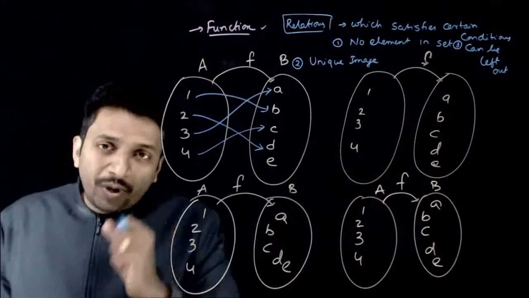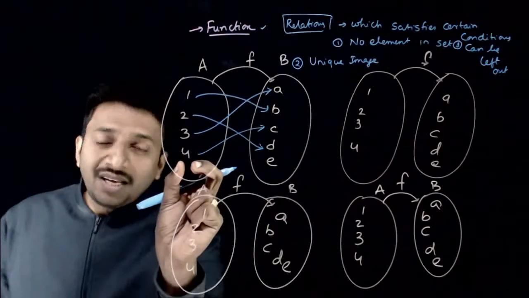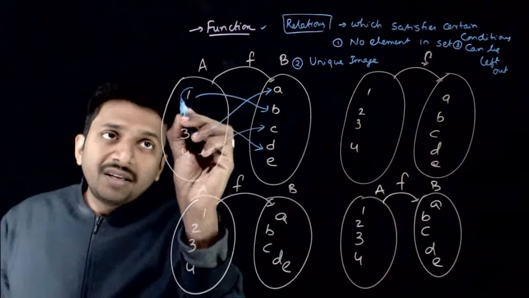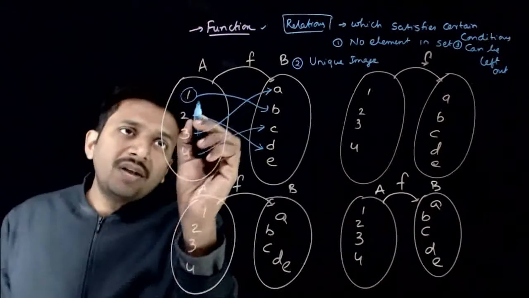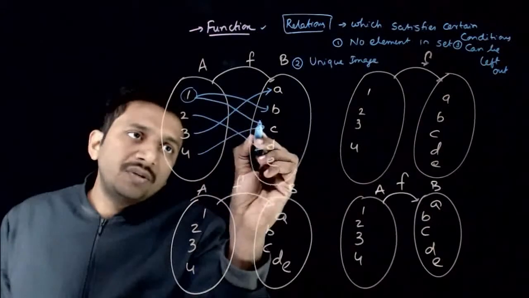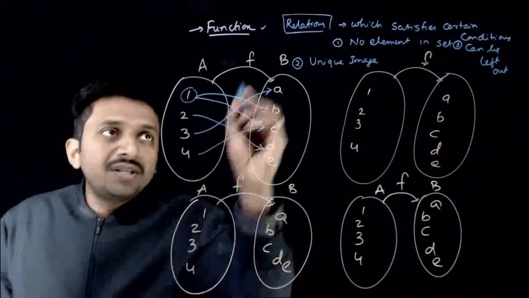So there are two problems. One is, if an element is left out in the first set, then it is not a function. Otherwise, if an element in the first set has more than one image, assume that 1 goes to B as well as 1 goes to C, that means 1 has 2 images. So this is not a function.